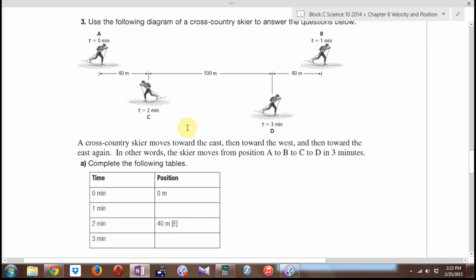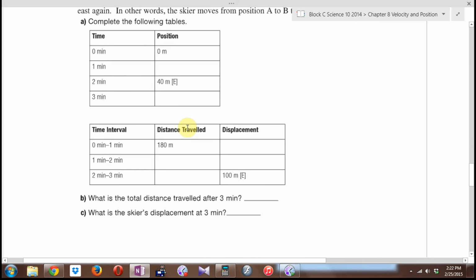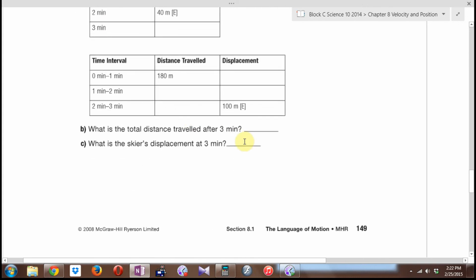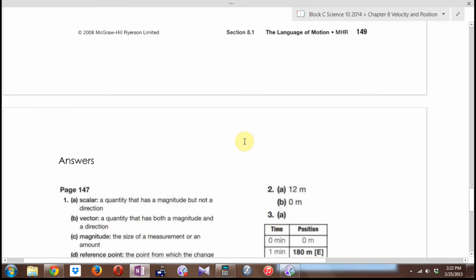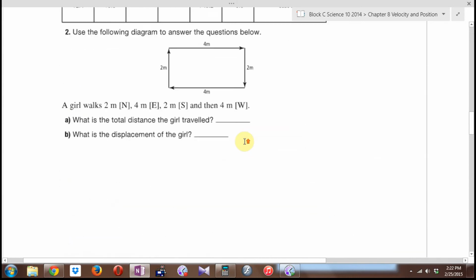See if you can write their positions as vectors. See if you can calculate their displacements, total distance, total displacement. And then I attach the answers if you get stuck. You got lots of time to get this done.